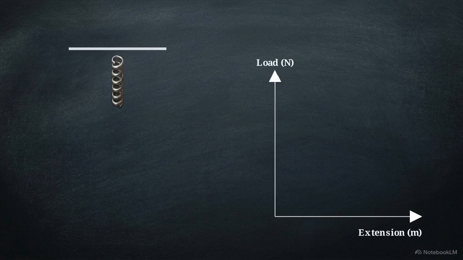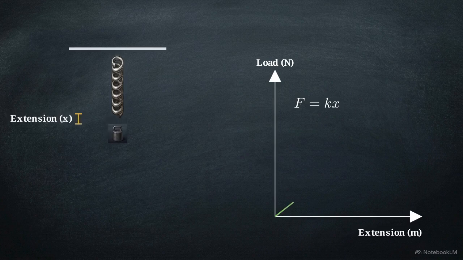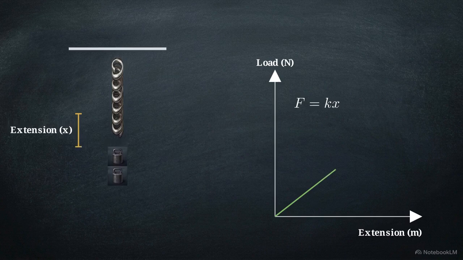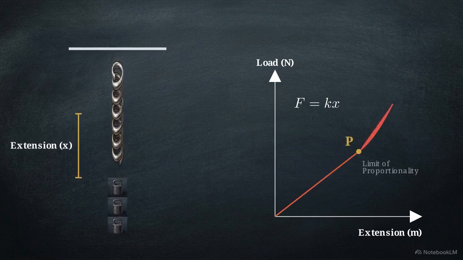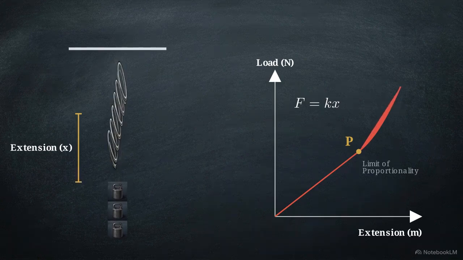When an external force acts on an elastic object, like a spring, the material stretches in a predictable way. This is Hooke's law, which states that the force applied, F, is equal to the spring constant, k, multiplied by the extension, x. Plotting applied load on the y-axis against extension on the x-axis produces a straight line, showing they are directly proportional. But adding too much weight curves the graph upward at the limit of proportionality. Past this junction, the spring becomes permanently deformed.